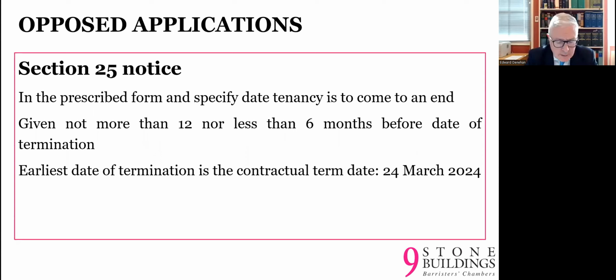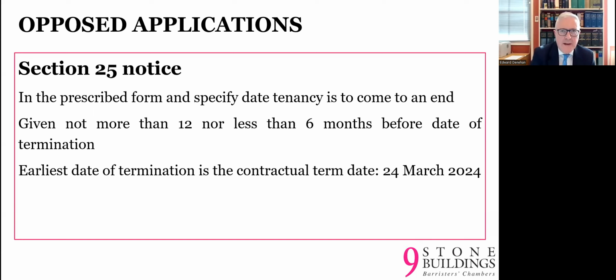The most obvious step for the landlord to take is to serve a notice under Section 25 of the Act. That's one of the means by which a tenancy to which the 54 Act applies, or Part 2 of the 54 Act applies, can be determined. And it is a notice in the prescribed form, and it must specify a date on which the current tenancy comes to an end. And the notice must be given not more than 12 nor less than 6 months before the date of termination specified therein.